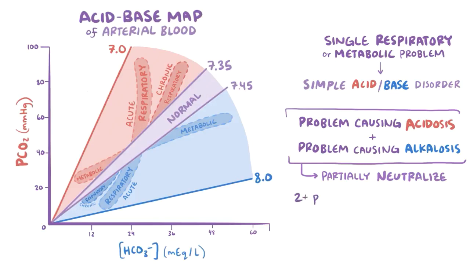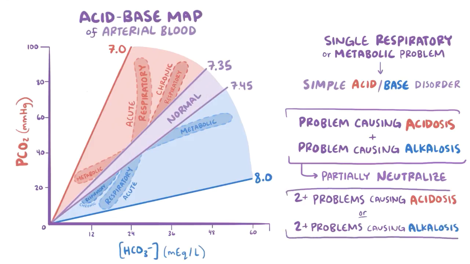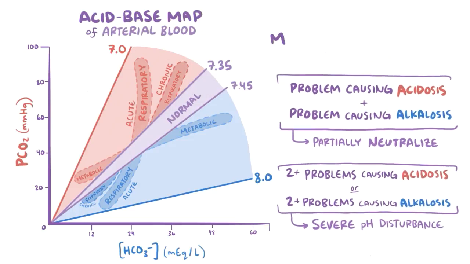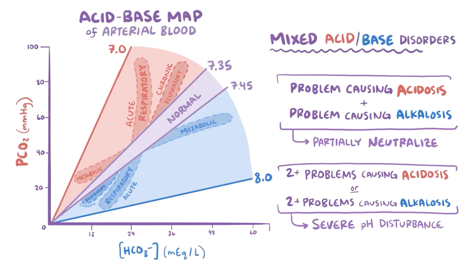Alternatively, there might be two problems that both result in an acidosis, or they both result in an alkalosis. And those cases would result in a more severe pH disturbance, because they'd compound each other and there'd be no compensation. All these are called mixed acid-base disorders, and fall somewhere in between the shaded areas of the map.